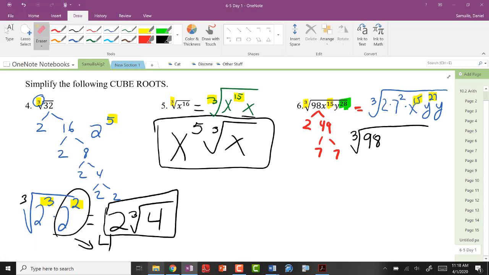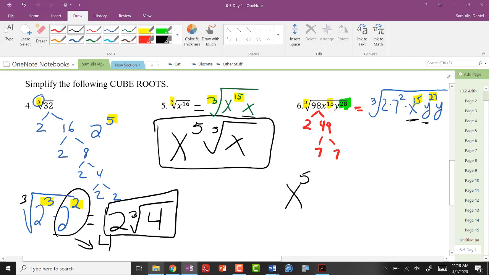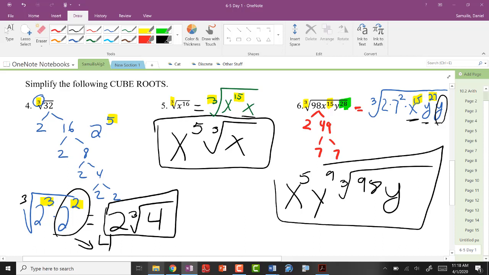Actually, let me rewrite this. Get rid of that. So I'm going to rewrite that. What will come out is the x to the 15th and the y to the 27th. So 15 divided by 3 is 5. 27 divided by 3 is 9. And like I said before, 98 is not a perfect cube number, so I can just go ahead and leave that as 98. That y is no better than what I just had, and this y will stay inside. So my answer: x to the 5th, y to the 9th, cube root of 98y.